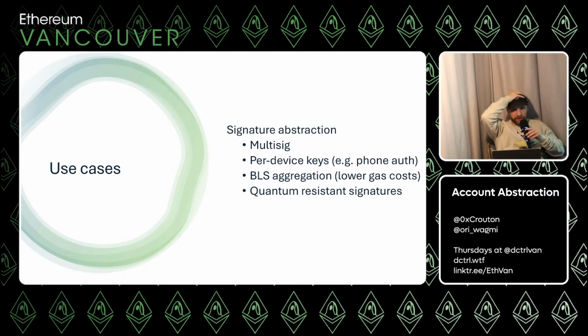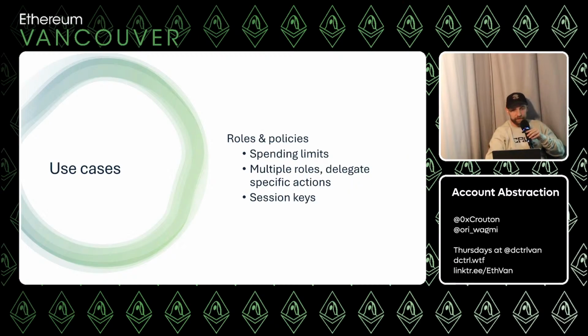BLS aggregation, won't talk about that too much, but essentially you can batch signatures together to have lower gas costs in general for signing transactions. And then we talked about this before, quantum resistant signatures. To make Ethereum quantum proof, we're changing the signatures themselves so that they can't be broken by quantum computers. So we have these quantum resistant signatures that we can now do with account abstraction.